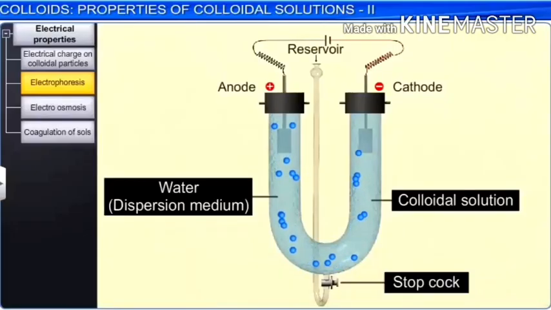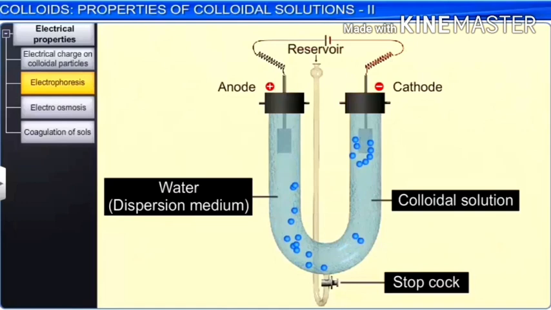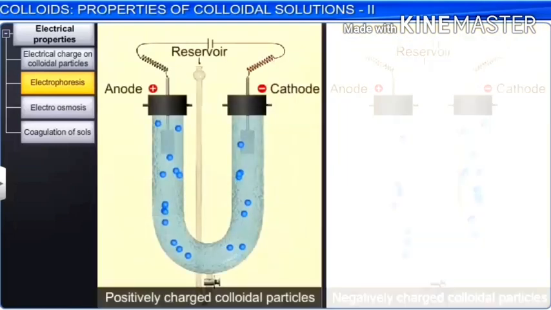We have studied that the colloidal particles have charge on them. This can be confirmed by the process known as electrophoresis. This is an experimental setup to demonstrate electrophoresis. A suitable colloidal solution should be taken in a U-shaped tube fitted with two electrodes, anode and cathode. When an electric field is applied, the charged particles, whether positive or negative, will move towards the oppositely charged electrode. That means positively charged particles will move towards the cathode and negatively charged particles will move towards the anode.